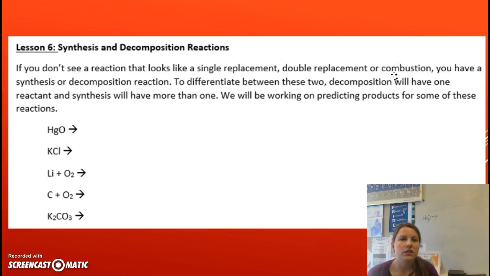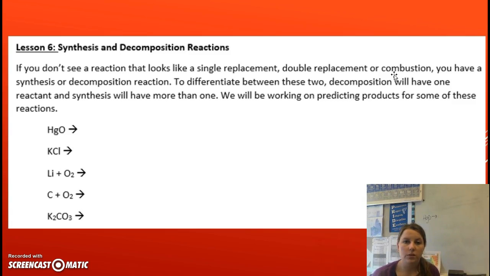So lesson 6 is on synthesis and decomposition reactions. Essentially, if you see a reaction that doesn't look like any of the other choices, so single replacement, double replacement, or combustion, you're going to have a synthesis or decomposition reaction. In order to differentiate between the two, decomposition will only have one reactant, synthesis will have more than one.